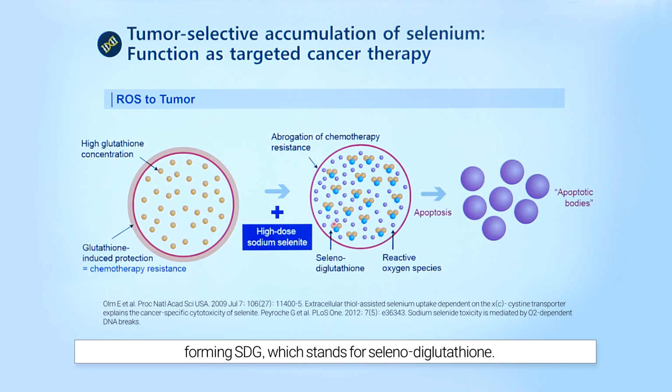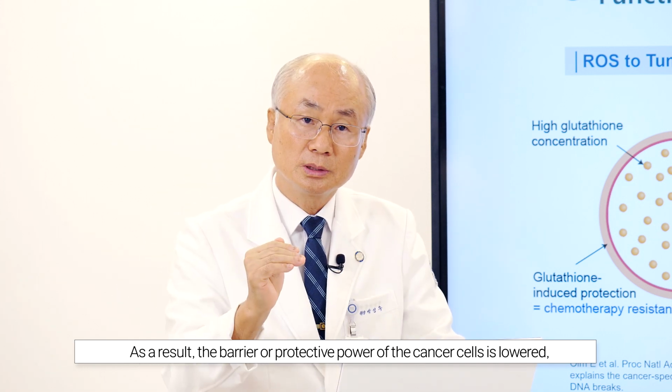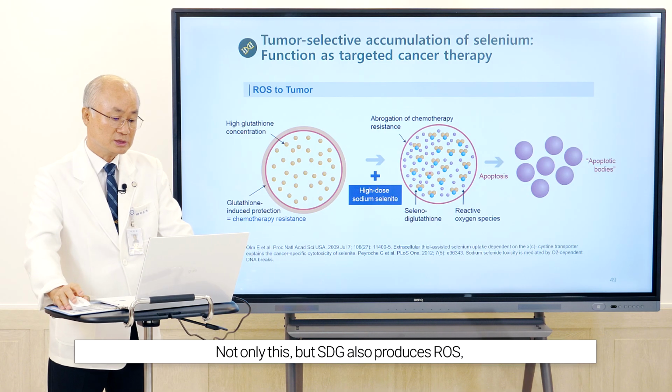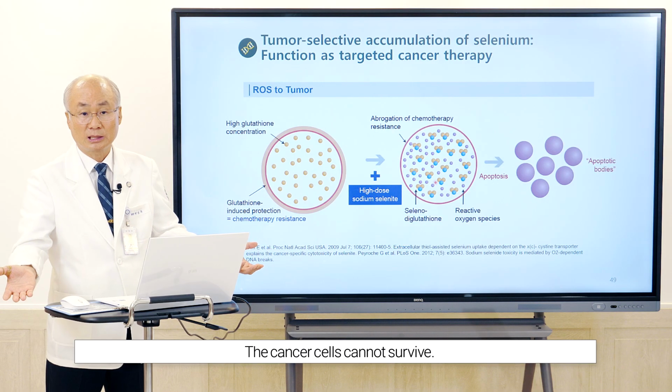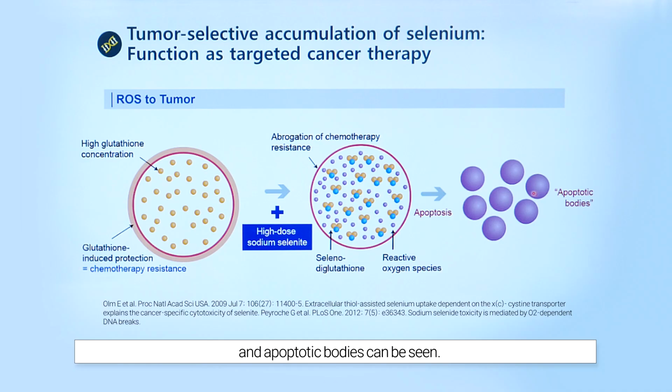SDG means seleno-D-glutathione. Once SDG is produced, the concentration of the glutathione will decrease. That's why the barrier, or the protection power, of cancer will be lowered. So the chemotherapy can easily attack the cancer cells. Not only that, SDG will produce ROS. ROS is reactive oxygen species. Once ROS is produced inside the cancer cells, then what? The cancer cell cannot survive. Apoptosis can take place very easily. So the apoptotic body can be seen.